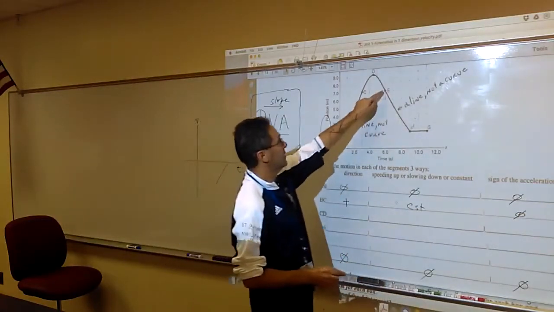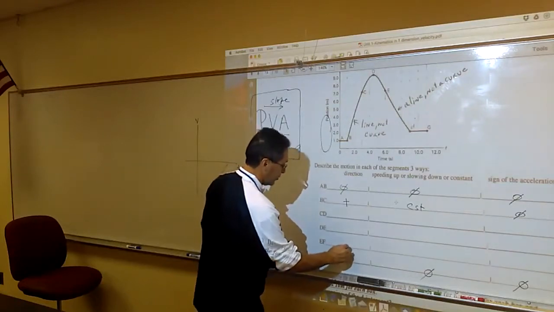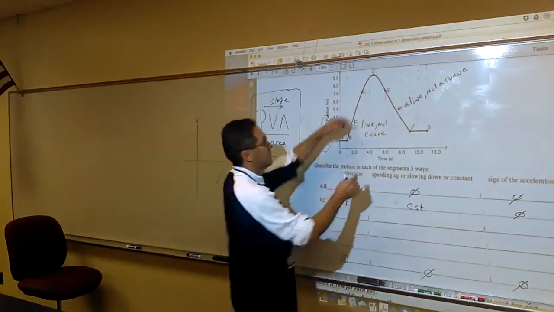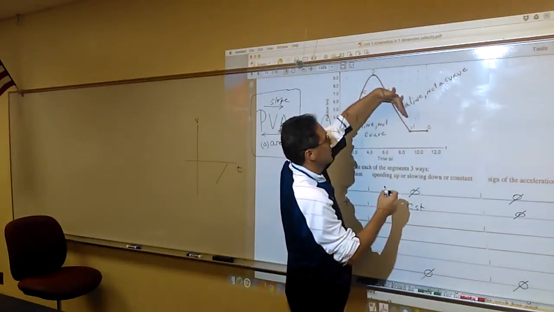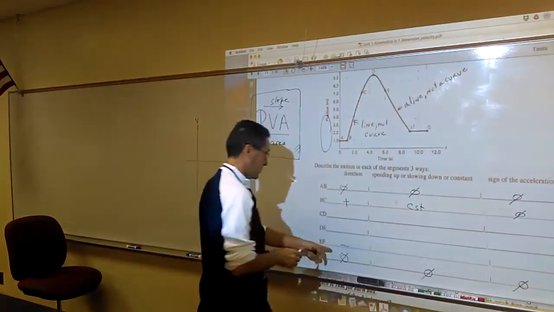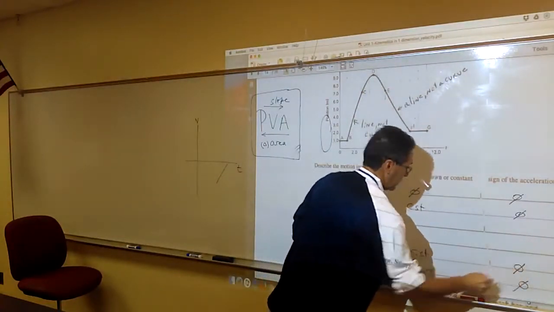If you look at E to F, it's the same idea, except that here you're moving in the negative direction because your position drops, or you can see that your slope is negative. So this is negative, but you're doing it at a constant velocity with no acceleration.